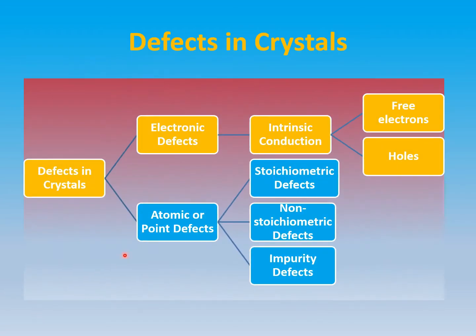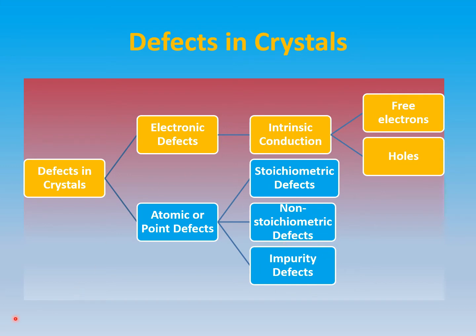Next, first we are going to see the crystals. Two types of defects are there. These are the basic starting defects. One is electronic defect, another one is atomic or point defect. The electronic defect leads to the intrinsic defect, which has free electrons and holes. And the atomic or point defect is further classified as stoichiometric defects, non-stoichiometric defects and impurity defects.